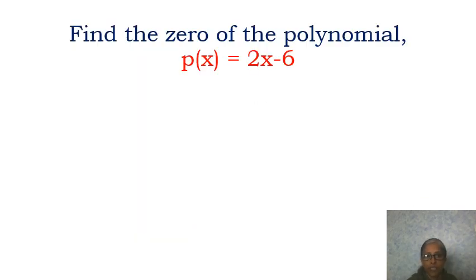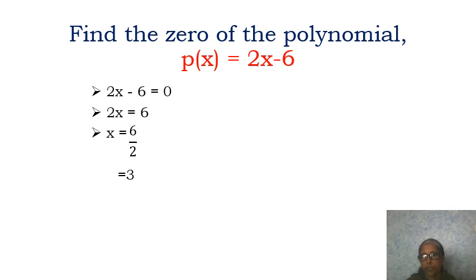Now we'll take one more example to find the 0 of the polynomial. Here we have taken 2x minus 6. So write it as p of x is equal to 2x minus 6. Then equate 2x minus 6 to 0 to find the 0 of the polynomial, and then find the value of x from this. Minus 6, when you bring it to the other side, becomes plus 6. Therefore, x is equal to 6 by 2, which is equal to 3. So what is the 0 of the polynomial? That is the value of x, which is nothing but 3 here in this example.